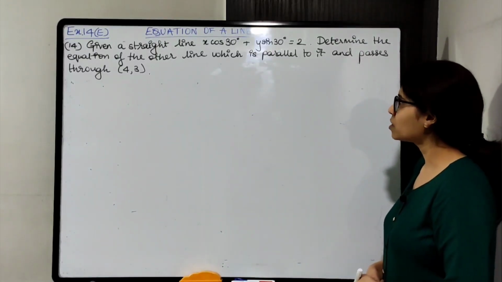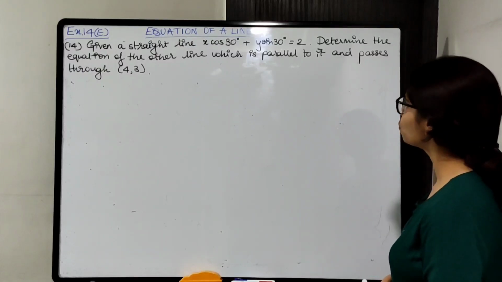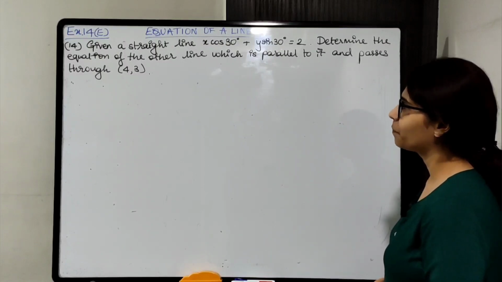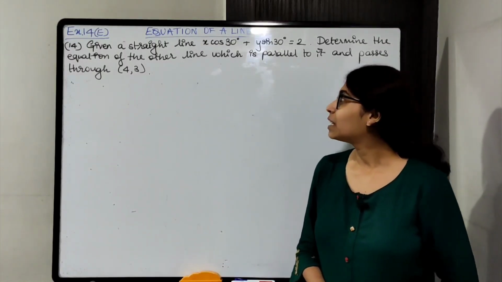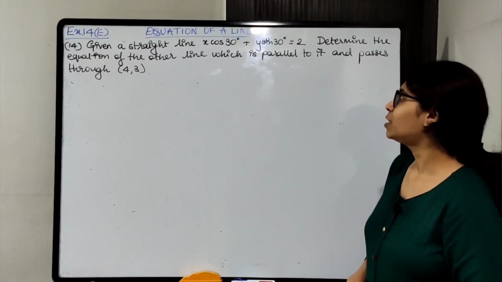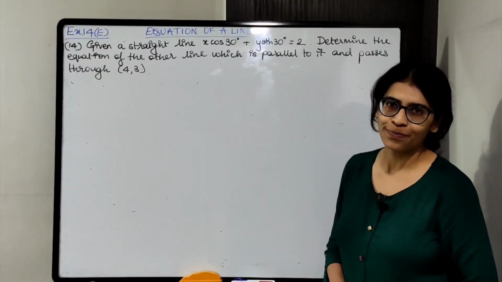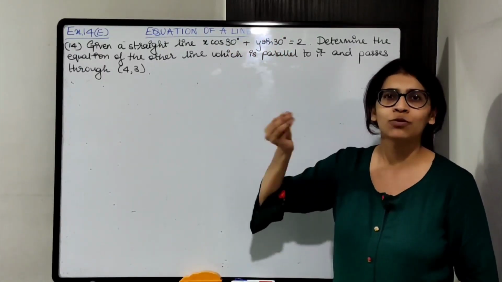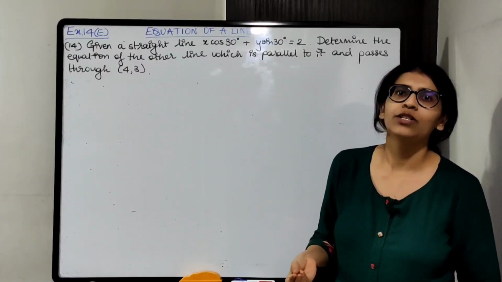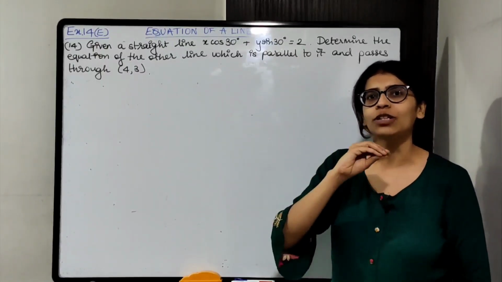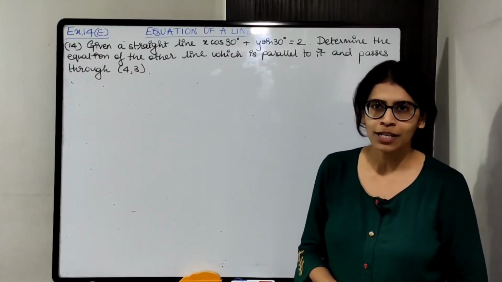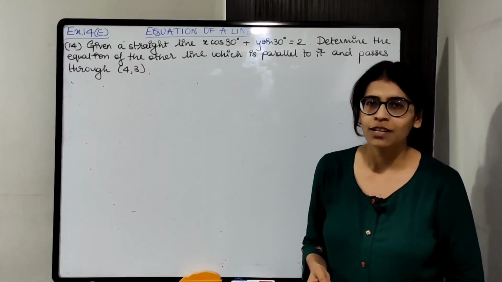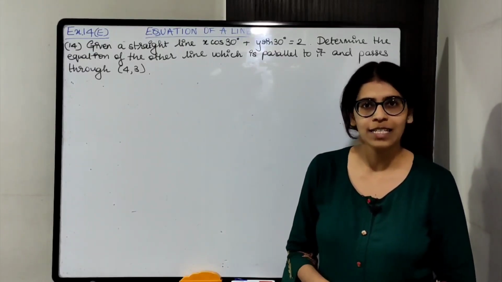Next question, question number 14. Given a straight line x cos 30 degrees plus y sin 30 degrees is equal to 2, determine the equation of the other line which is parallel to it and passes through 4, 3. It's a very easy question. There is a straight line whose equation is x cos 30 degrees plus y sin 30 degrees equal to 2. You have to put the values of cos 30 and sin 30. Okay, cos 30 हो जाएगा √3 upon 2 and sin 30 half. So after putting the values, you have to find out the proper equation of the line.